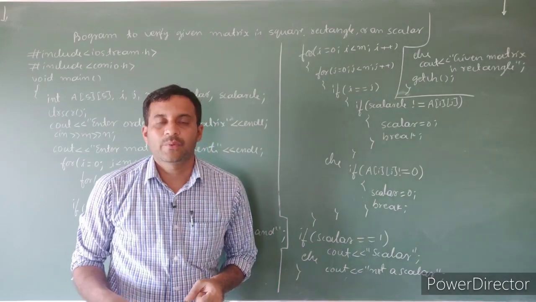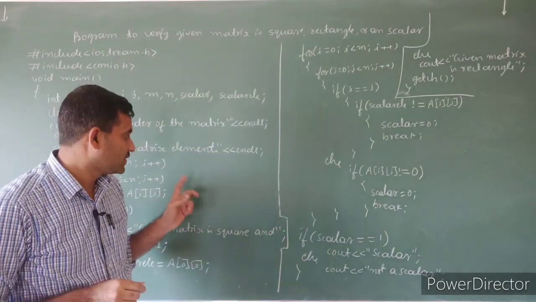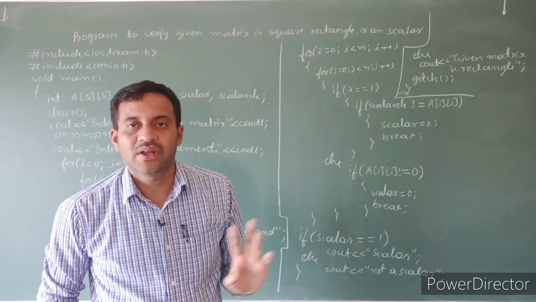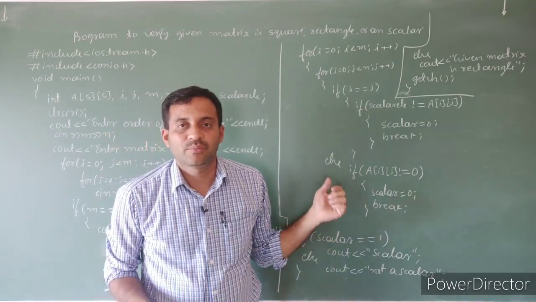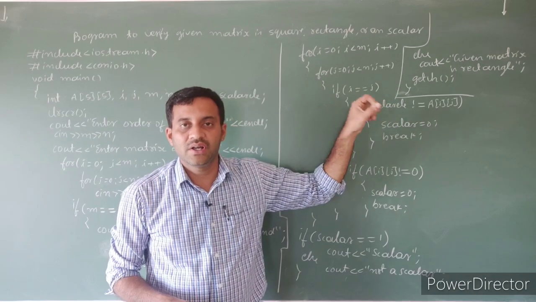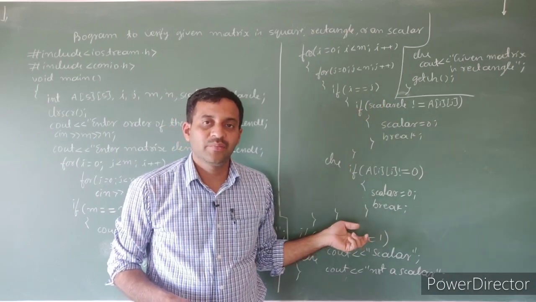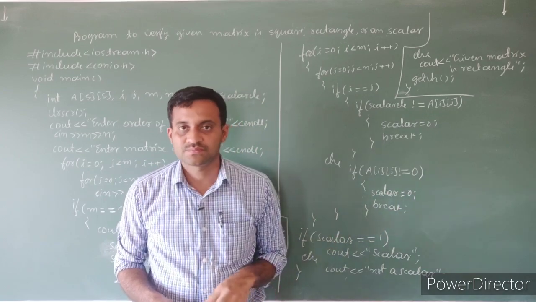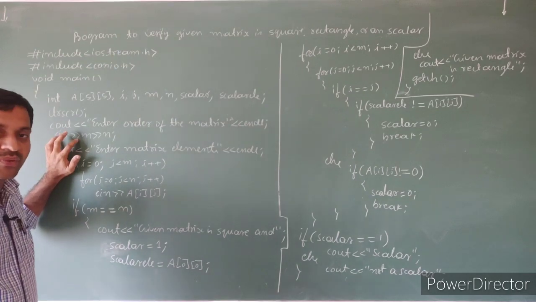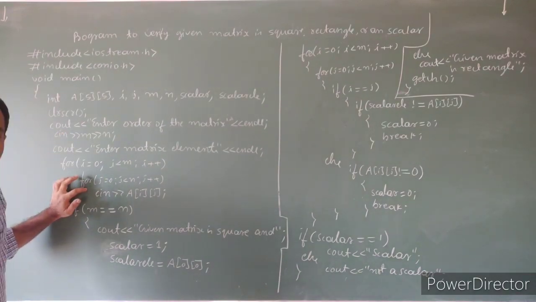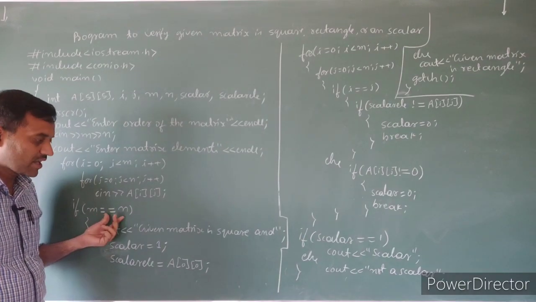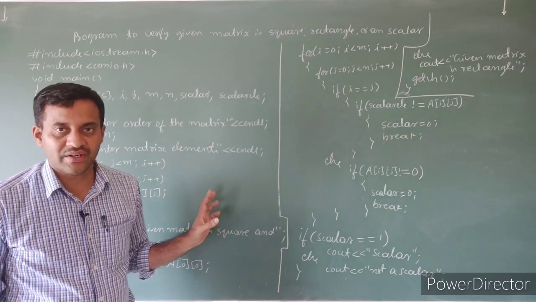Okay, it is a program to verify whether a given matrix is square, rectangle, or scalar. To verify the scalar, there are three conditions. The matrix must be square, all principal diagonal elements must be equal, and all elements other than the principal diagonal must be equal to 0. So I repeat the program. First we read the order of the matrix, then read the elements for the matrix. After that we verify if orders are same. If orders are same, then directly we say given matrix is square.